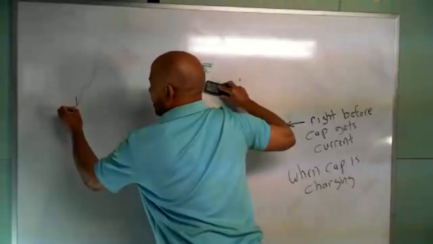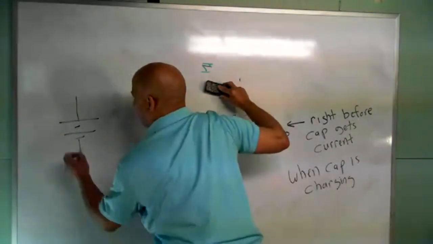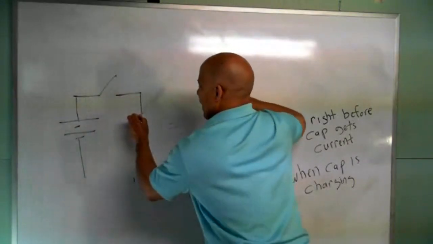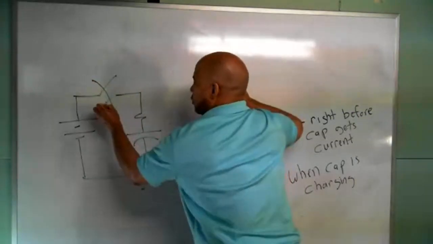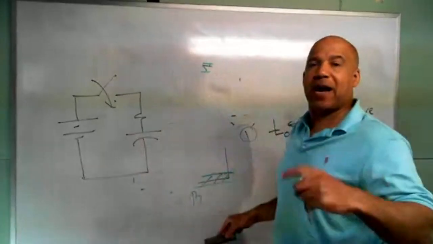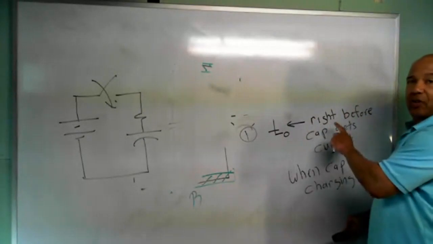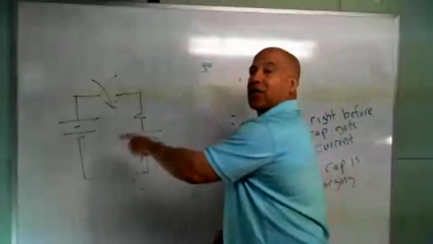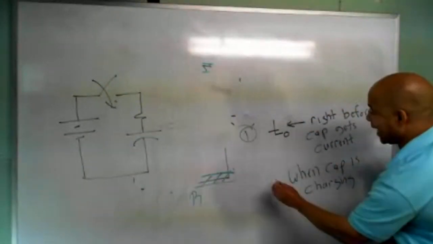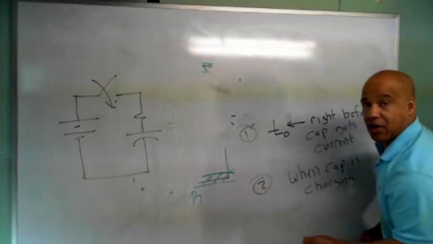So let's say I have a simple capacitor circuit like this, where I have a switch, I got a resistor, and I got a capacitor. I close the switch. Right before the capacitor starts to charge up, that's this first time. It behaves a certain way. Then while it's charging up, that's the second time. It behaves a different way.